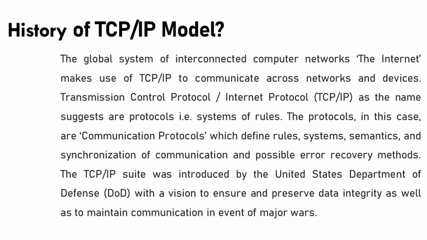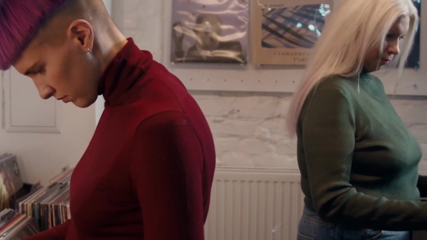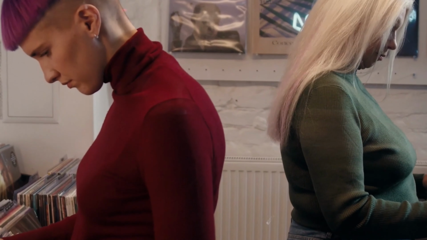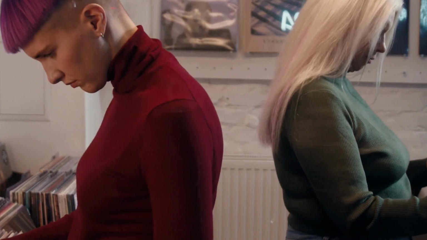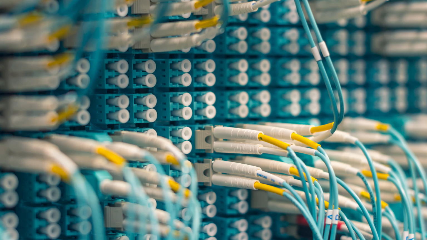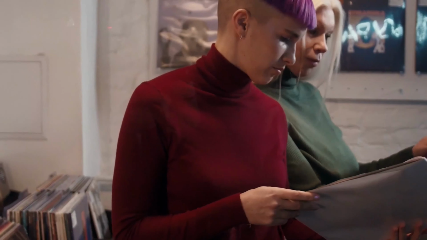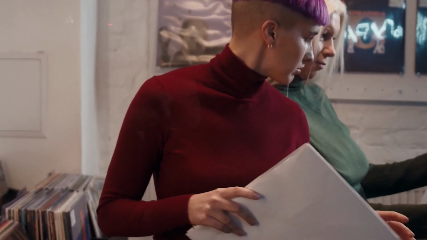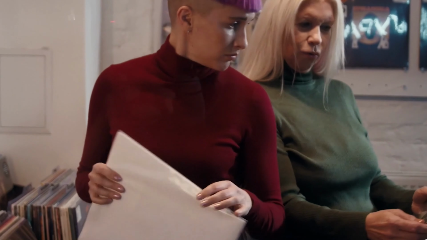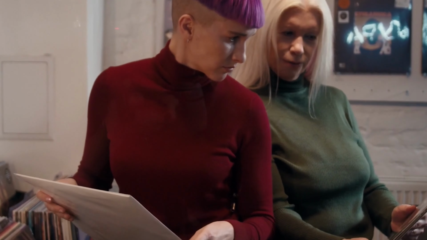History of the TCP/IP model. The global system of interconnected computer networks, the Internet, makes use of TCP/IP to communicate across networks and devices. Transmission Control Protocol and Internet Protocol, TCP/IP, as the name suggests, are protocols, i.e. systems of rules. The protocols, in this case, are communication protocols which define rules, syntax, semantics, and synchronization of communication and possible error recovery methods.